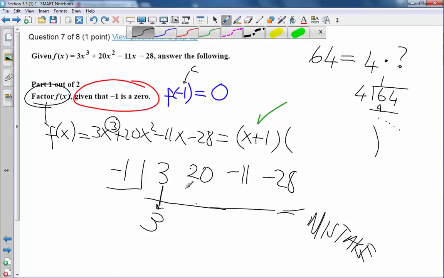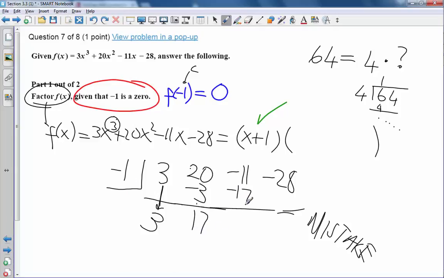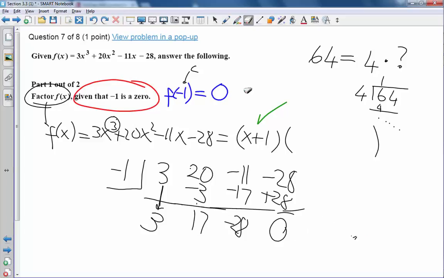-1 times 3 is -3. Add 17. -1 times 17 is -17. Add, it's -28. -1 times -28 is positive 28. And no longer mistake. I'm sure I did everything right, because I got 0 remainder. This remainder means it's perfectly divisible. The polynomial is divisible by x plus 1.